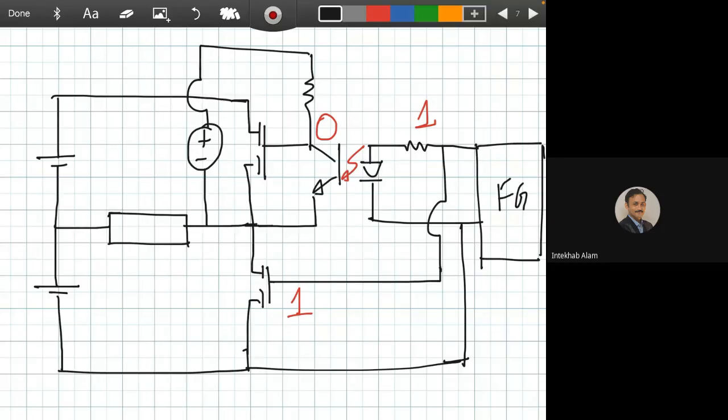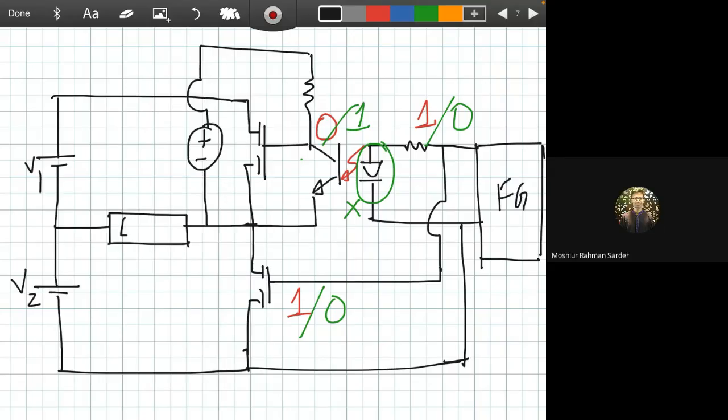Whenever you insert logically 0 here, there will be no light output from here, so this transistor will remain off. So this is logically 1 now. Is it okay with you, everyone? Yes, sir. Is it clear?